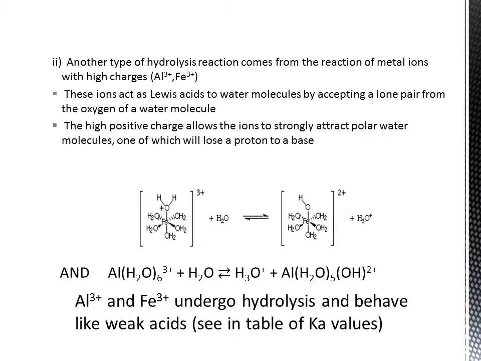So again, because we've opened up the definitions of acids and bases, we can now consider aluminum ions and iron(III) ions to behave like weak acids. And if you don't believe me, you can actually look up the table of Ka values and you'll see that aluminum is listed there as well as iron.